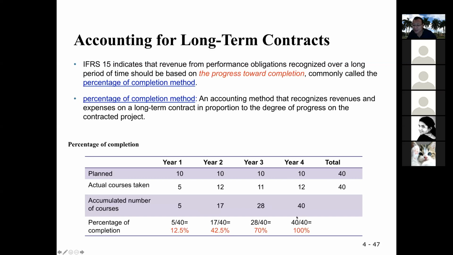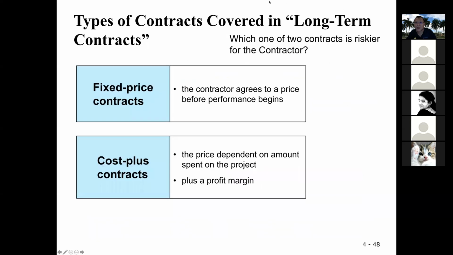Okay, do you have any questions on the concept of percentage of completion? Nothing here. Okay, good. Anyone else? Yeah, I'm fine. It's good. Okay, awesome. Yeah, go ahead.